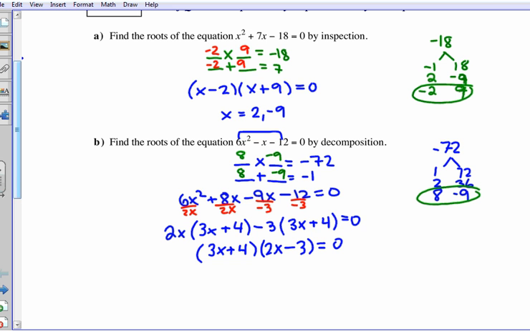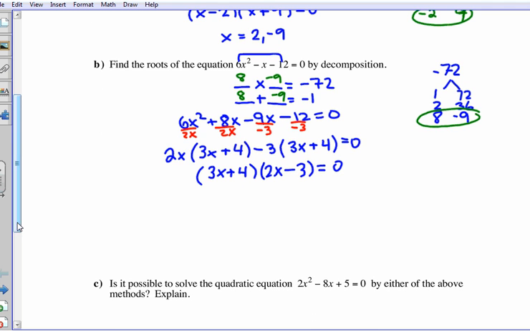You're like, I know what to do, I just don't know how to say it. Okay, so what are my zeros? x is equal to negative 4 over 3 and positive 3 over 2.